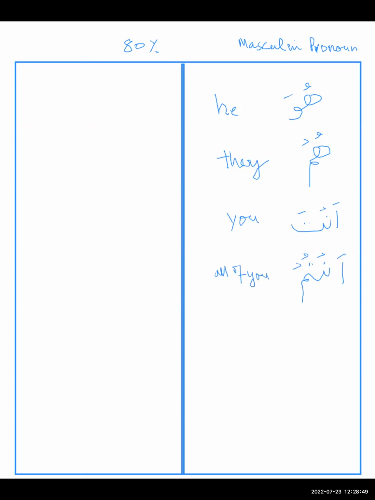And after anta, ana and nahnu. So ana means I and nahnu means we. So we learned only 6 pronouns. Iman, this was our lesson number 1.